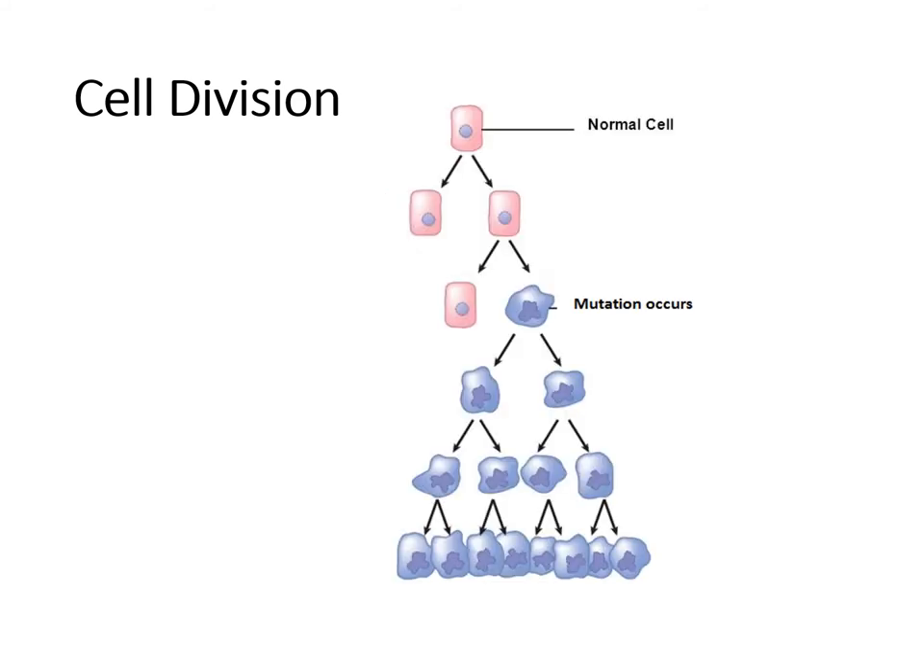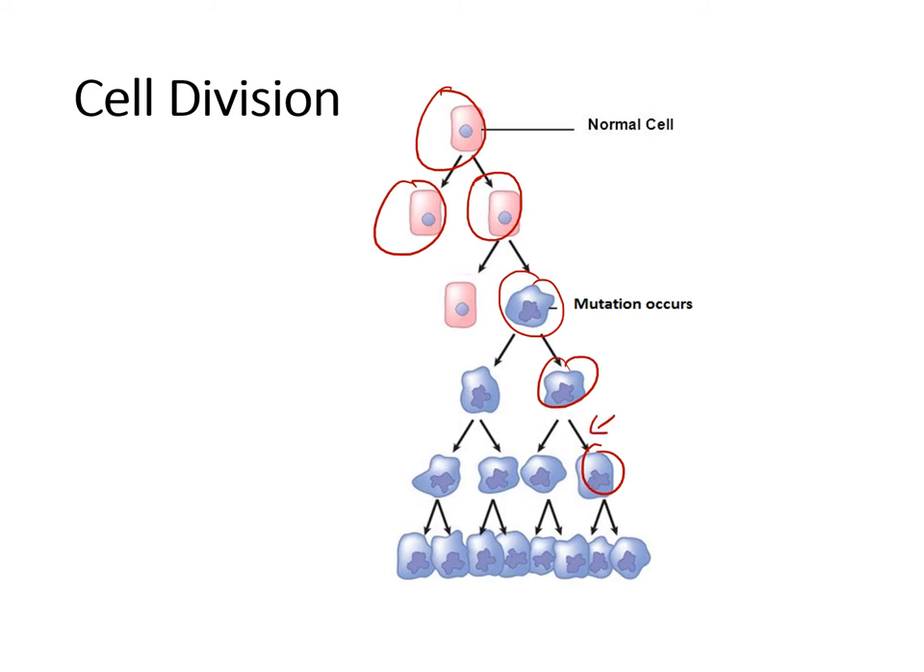In the same way, if I have a normal cell that's dividing, these two are exactly the same as that one. But during this process, a mistake happens. This is where the mutation happens. There is the mistake, and afterwards the cell becomes a different cell. All of the cells after that are going to carry the same mistake. You can take a look here: this one actually looks different from this one, so maybe there is another mutation here.